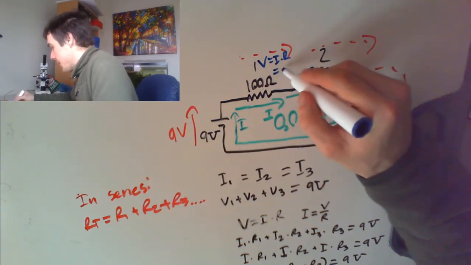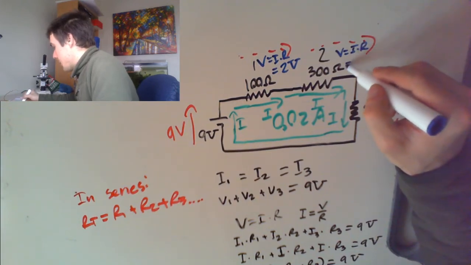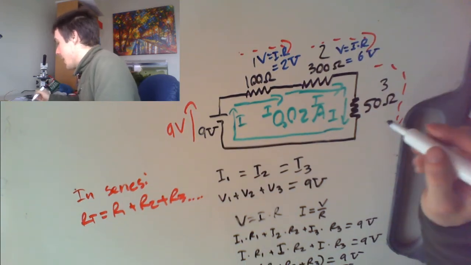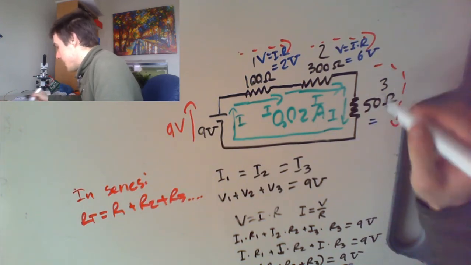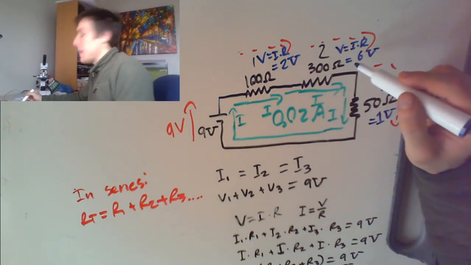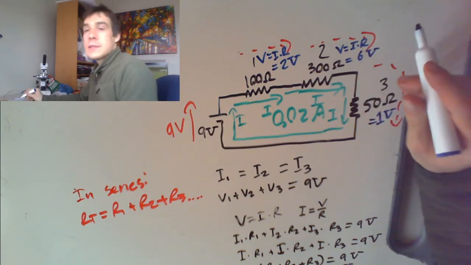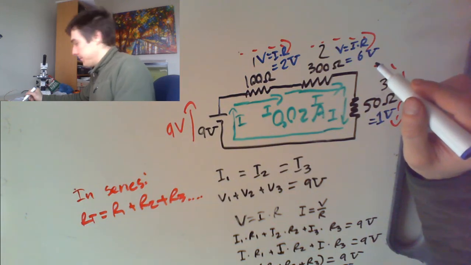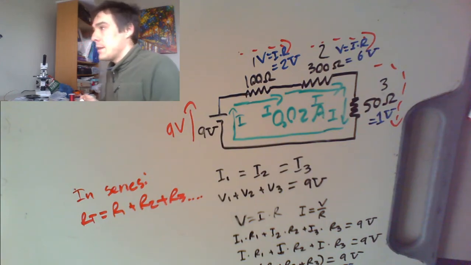0.02 amps times 100 is 2 volts. Here, V equals IR, 0.02 amps times 300, that's 6 volts. And here, 2 volts, 6 volts, the total is 9, so this one is going to be 1 volt. And just as we predicted, this one has the highest voltage because it has the highest resistance for the same current, because of V equals IR. Okay, so that's the first example.